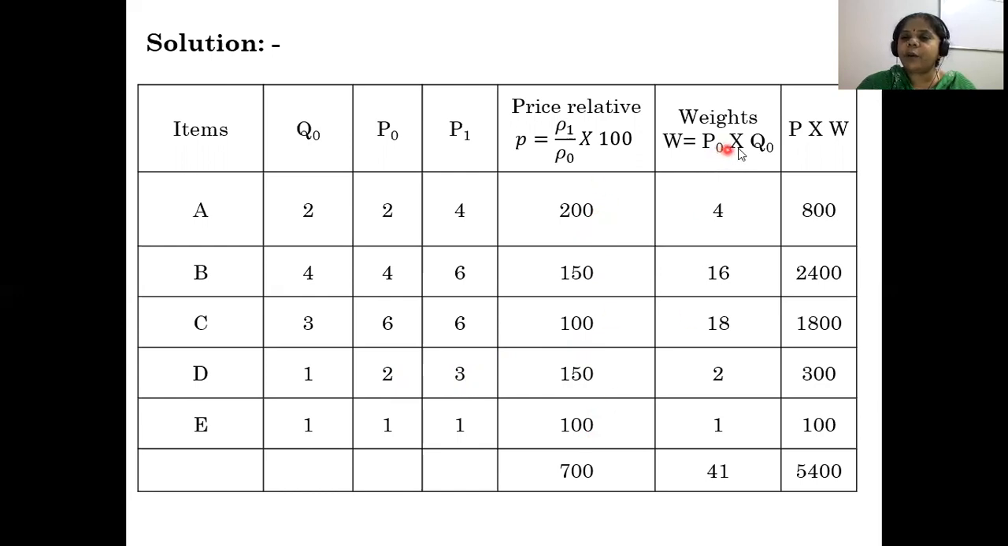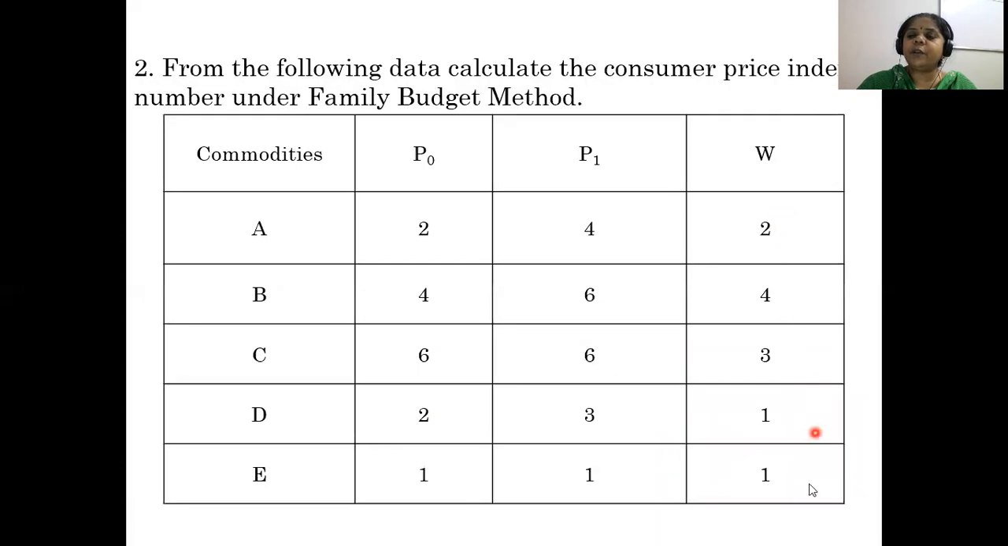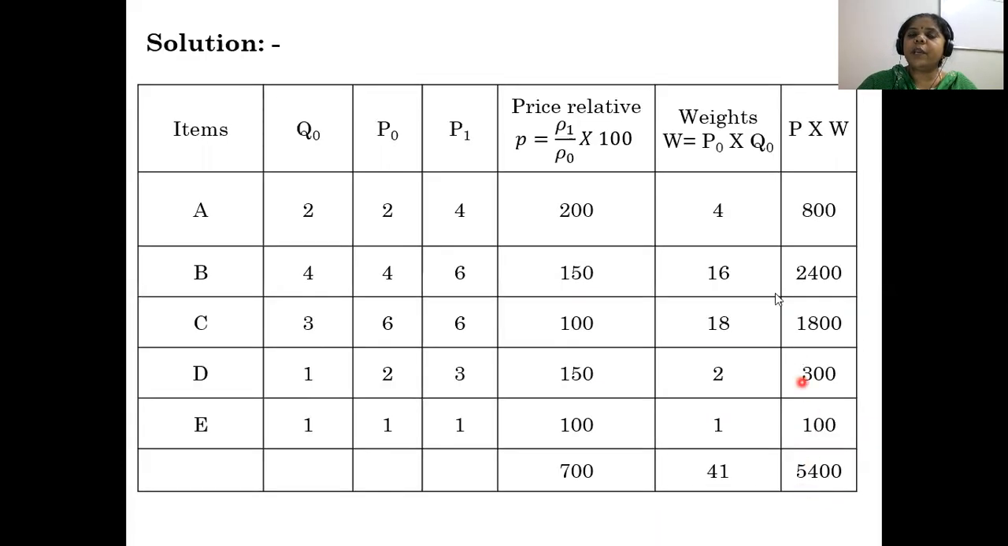So the weights formula is base year price into base year quantity. So this is weights given, no quantity. With the help of this we have to find out weights. So P0 into Q0, we get weights 4, 16, 18, 2, 1. The total weights comes to 41.